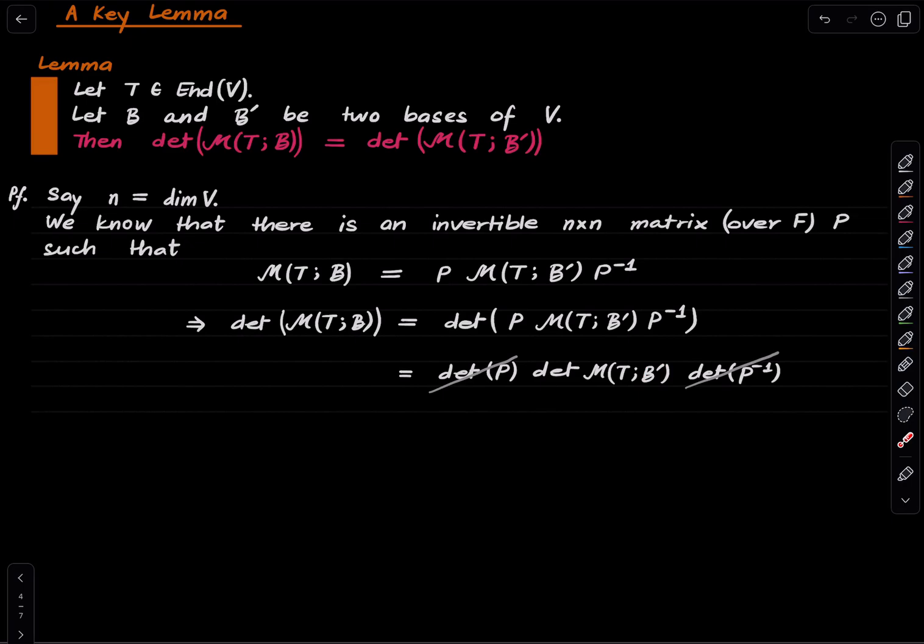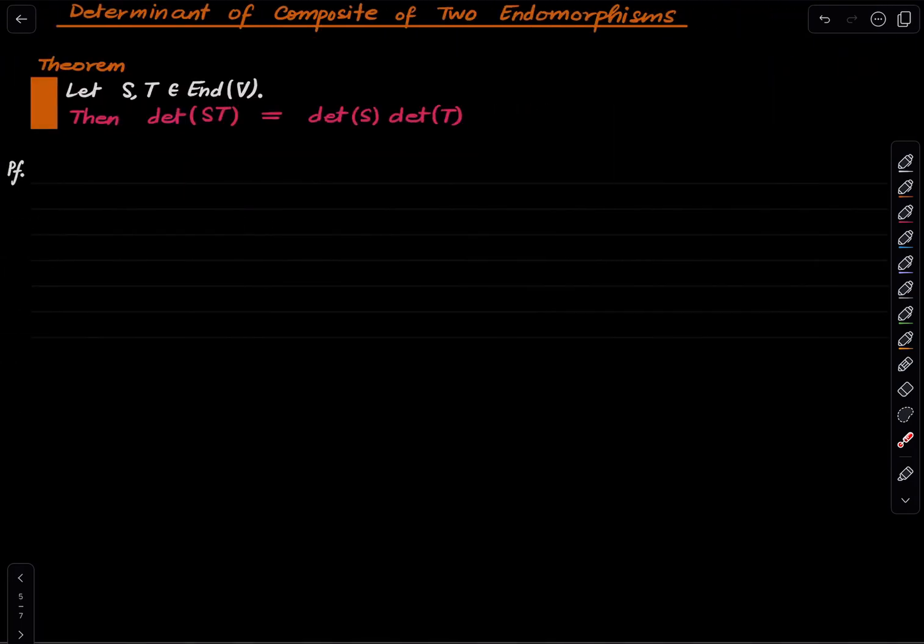And now let us proceed. So now we'll show something very important: we have two endomorphisms S and T on a vector space V. The determinant of their composite is the product of their determinants. And this is just a consequence of the fact that the matrix of the composite is the product of the matrices. So fix any basis, let B be an arbitrary basis.